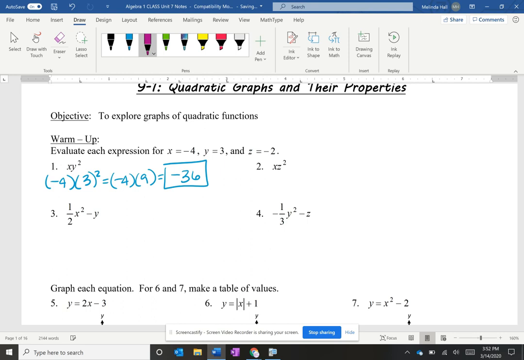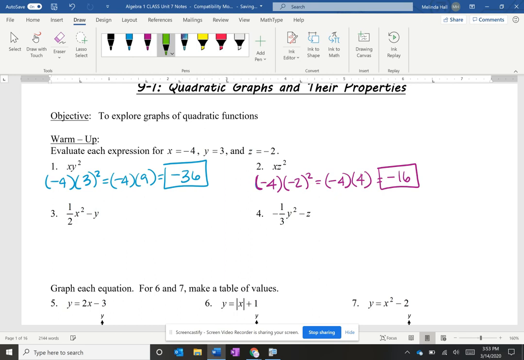For number 2, xz squared, we would plug in -4 for x. And then for z, we would plug in -2, so -2 squared. And then following order of operations, we would do -2 squared first, which would give us +4. And then -4 times +4 would give us -16.